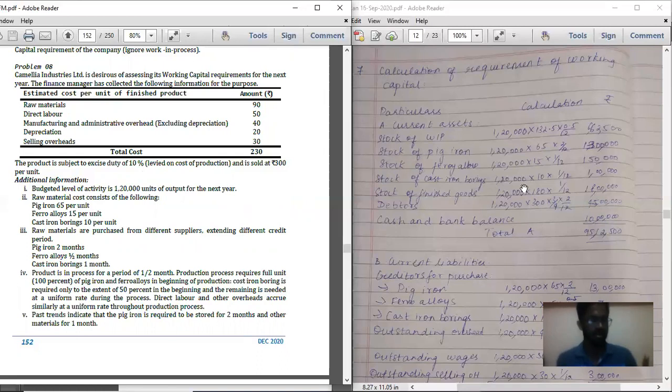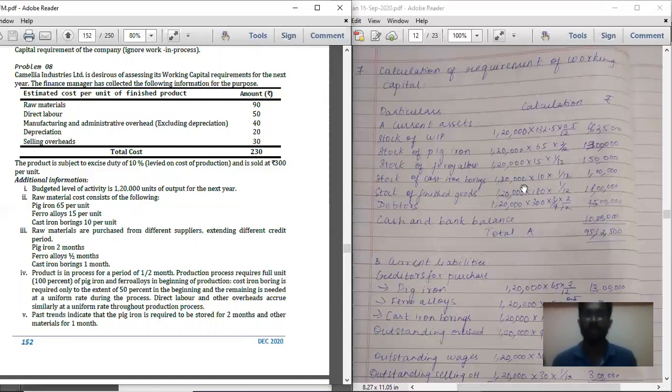You will understand the concept of segregating the raw materials into 3. So take down problem number 8. Statement number 1. Calculation of requirement of working capital.